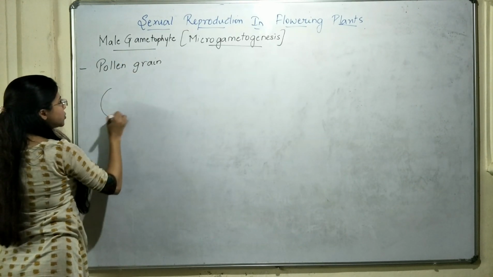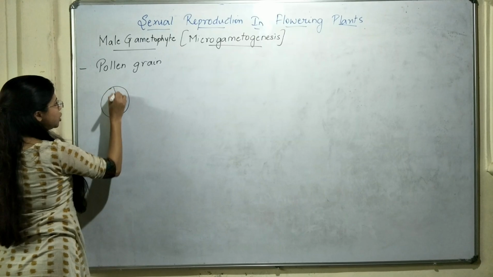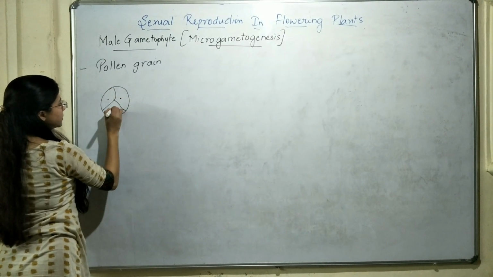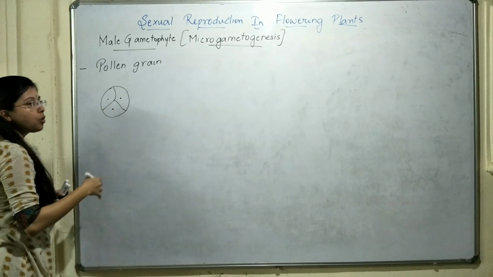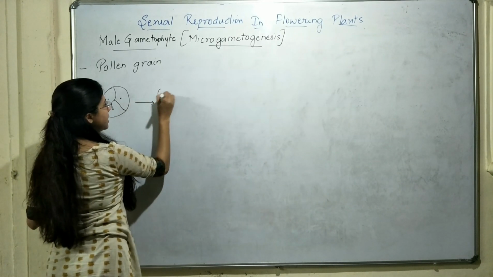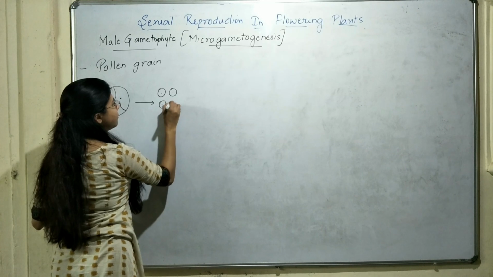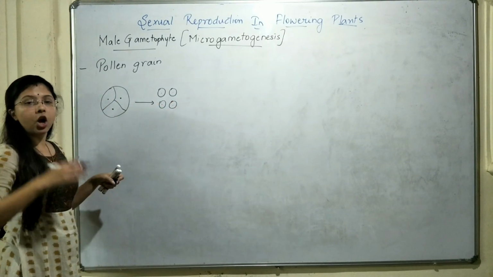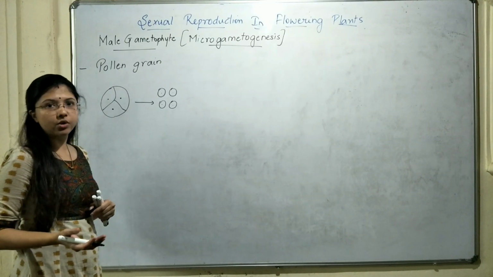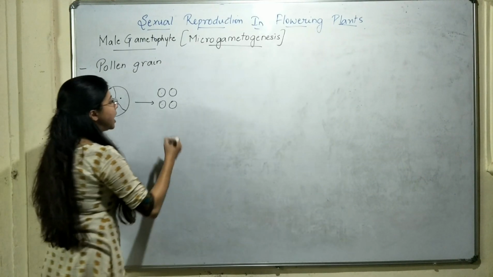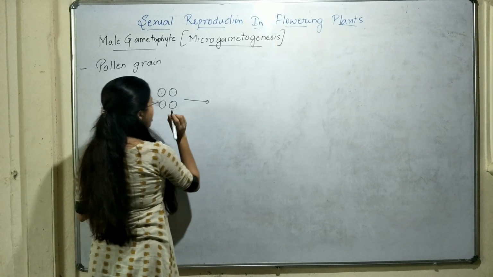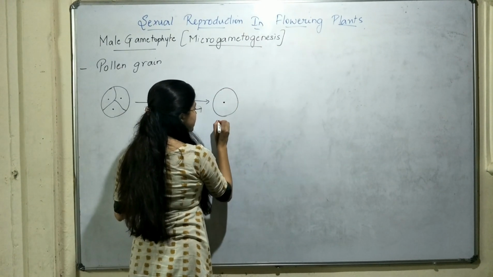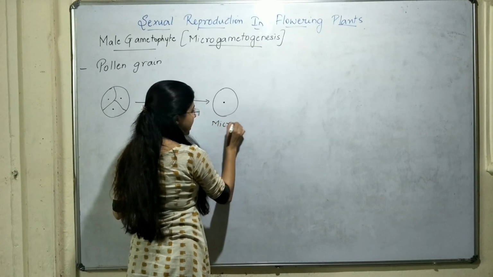The four microspores which are formed are present in the form of a tetrad. Each of these microspores is now going to separate by dissolution of the callose wall, and four microspores will be formed. Each one of these microspores will undergo the maturation process and develop into pollen grains. So let us consider one microspore, which is haploid.